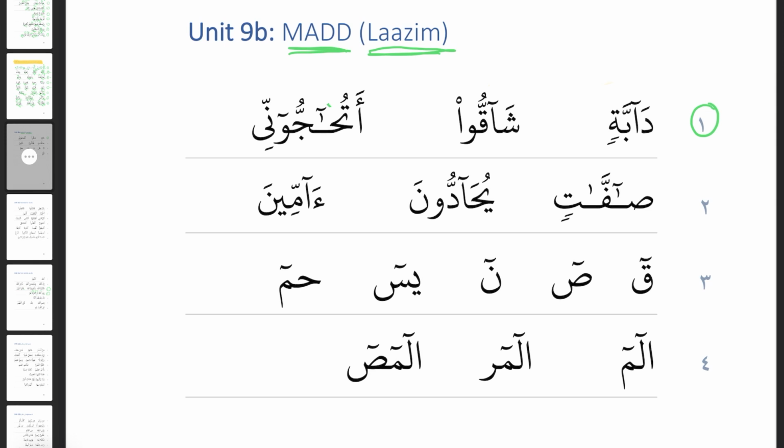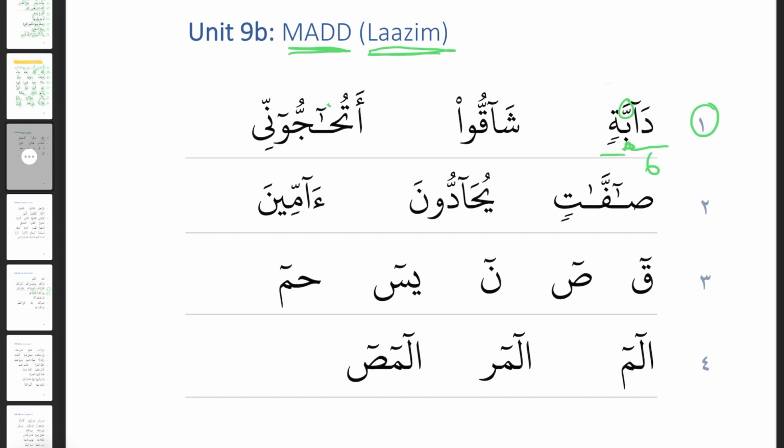Okay, so let's have a look at this. We've got dabbatin. Did you hear that long 6 stretch? I'll do it one more time so you can hear it. Dabbatin. This was a 6 stretch. Yes, a 6 stretch. And so you can tell that's what's going to happen for the rest of the line.